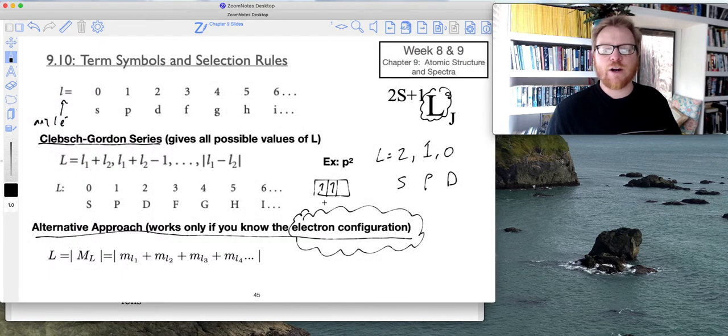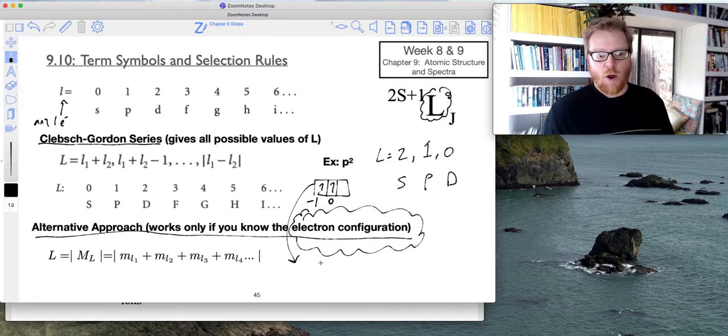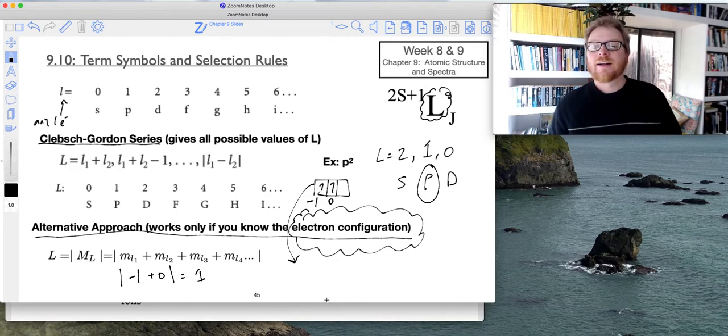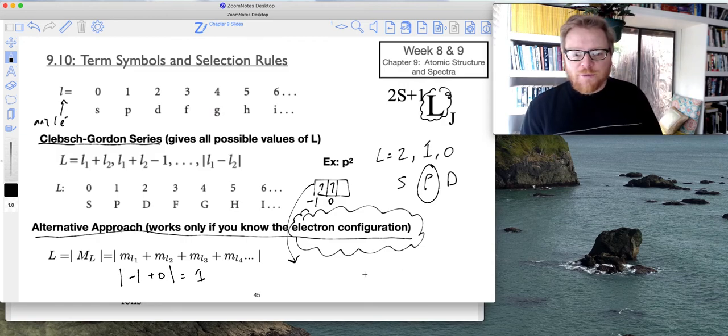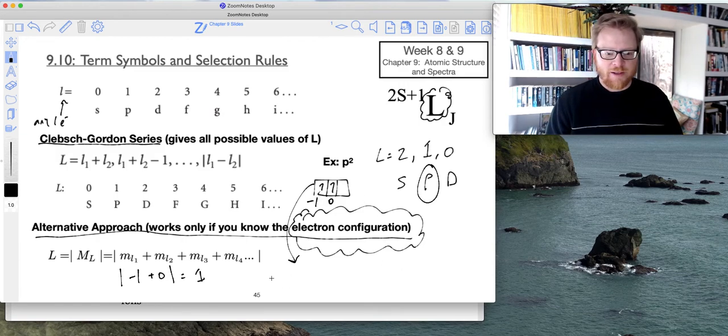So now if I go back here for a second, and I suppose that this is in fact my p2 electron configuration, that I know that that's what it is. So we know now that those ML values are -1 and 0. And if I were to sum up those ML values, right, I'm going to have the absolute value of -1 plus 0 to give me 1. And if L equals 1, then I know it has to be a capital P term. All right? So what if the electron configuration, so I'll make a little key here.